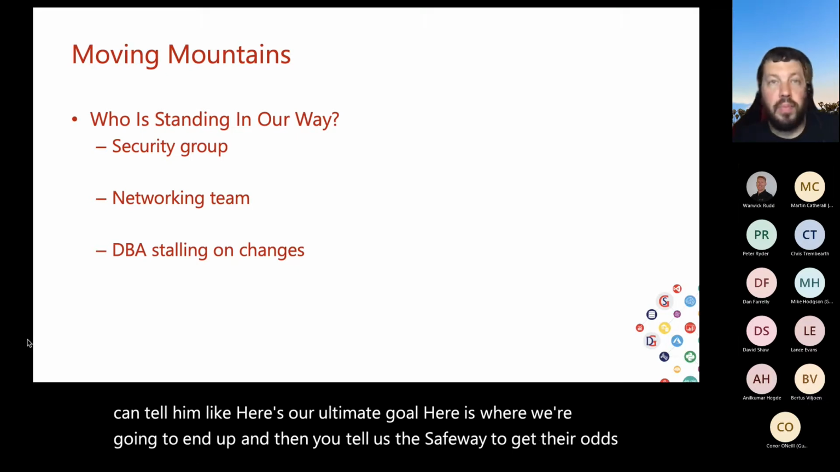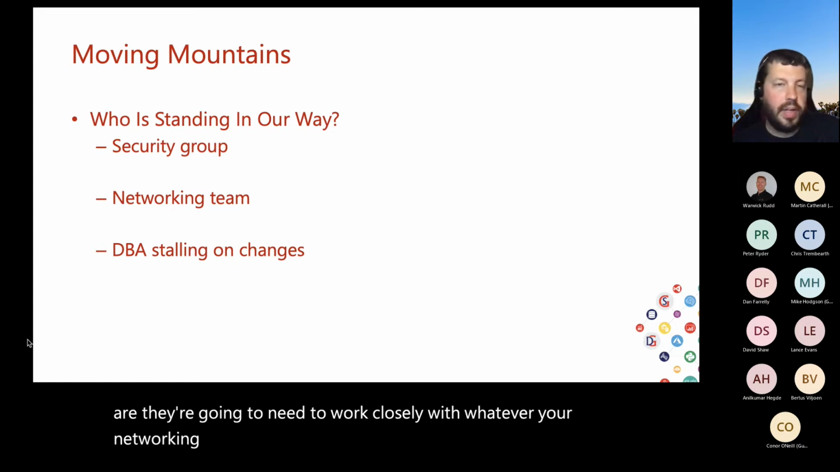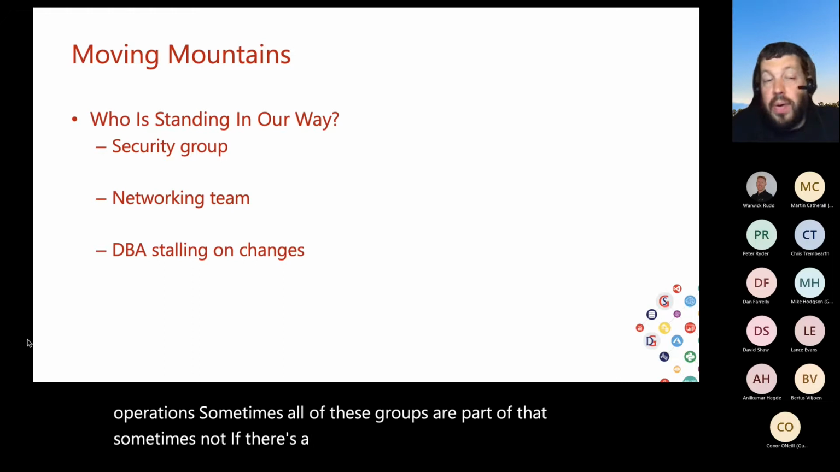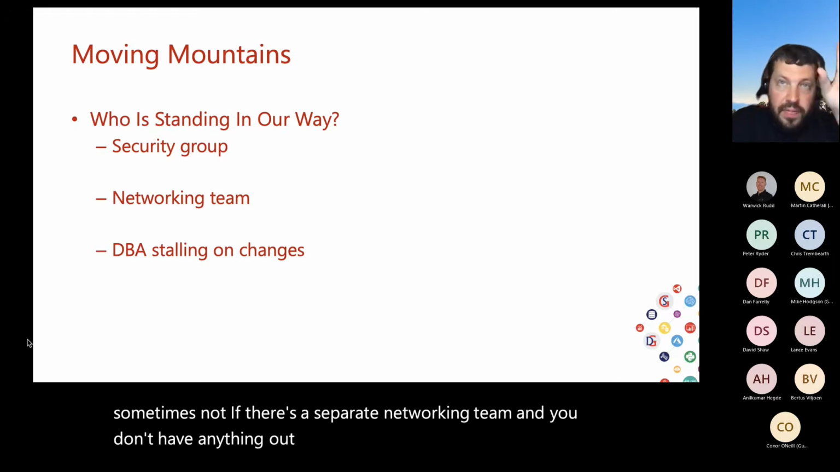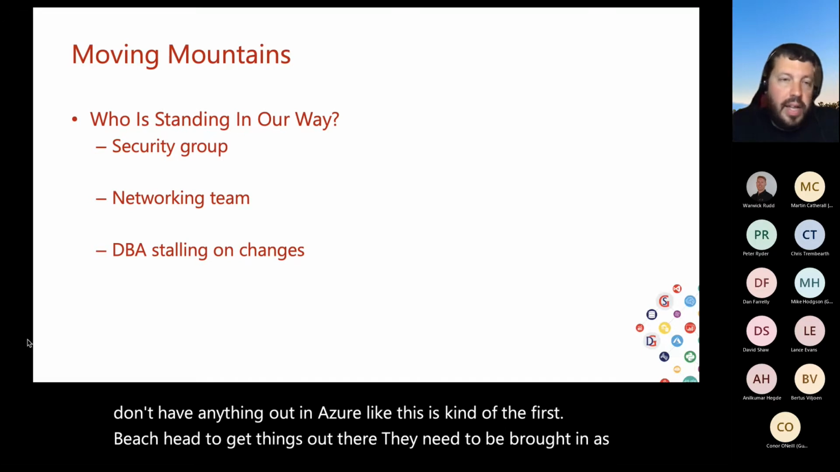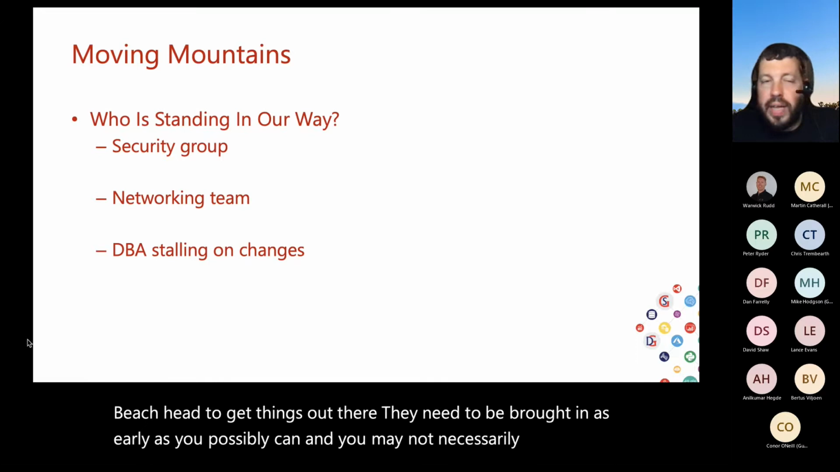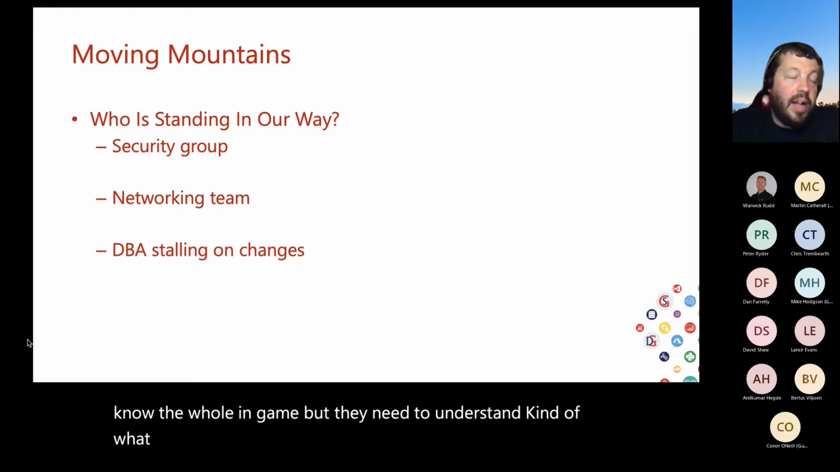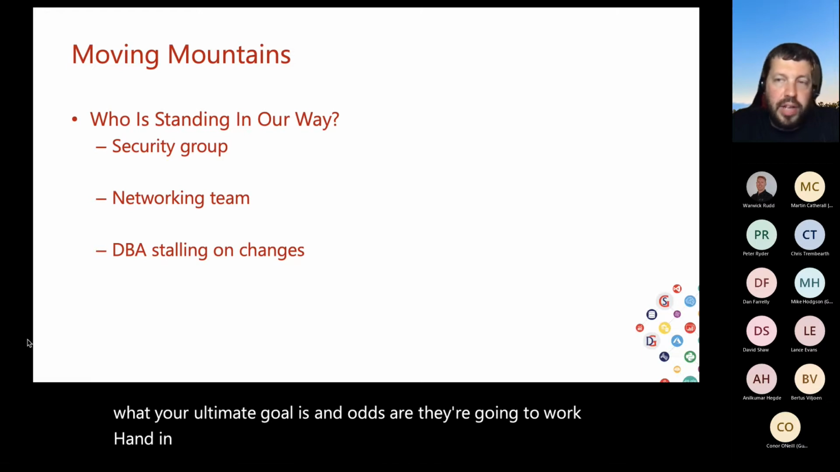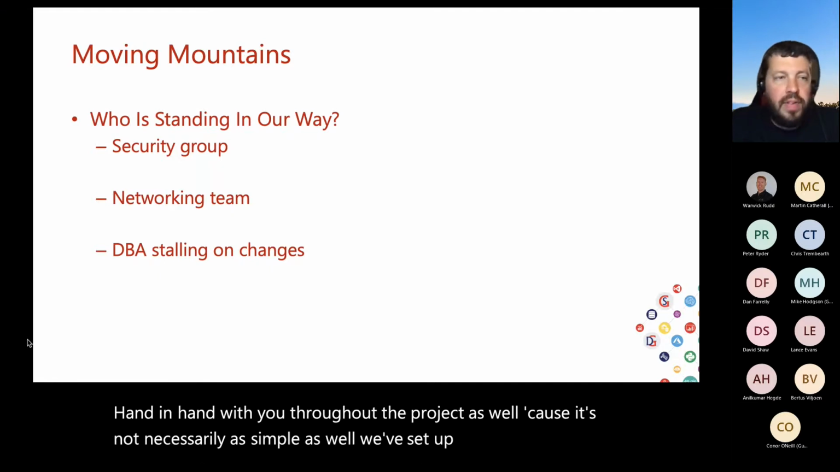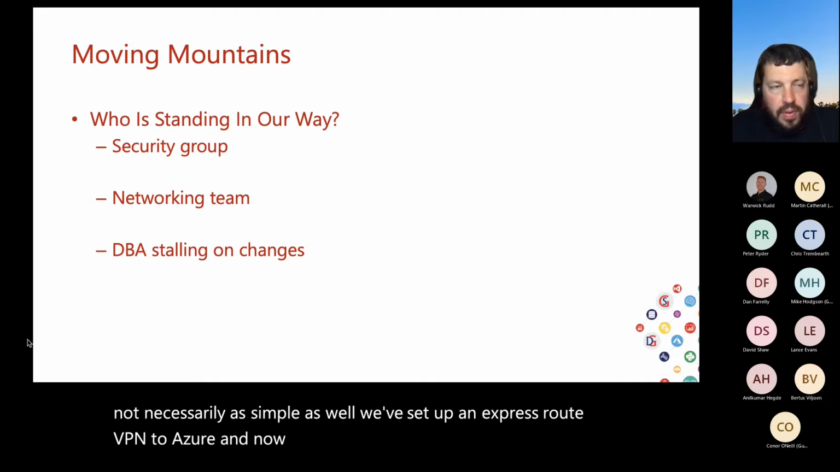Odds are they're going to need to work closely with whatever your networking team is called. Just like I said, general operations, sometimes all of these groups are part of that, sometimes not. If there's a separate networking team and you don't have anything out in Azure, this is the first beachhead to get things out there, so they need to be brought in as early as you possibly can. You may not necessarily need to know the whole end game, but they need to understand what your ultimate goal is. And odds are they're going to work hand in hand with you throughout the project as well, because it's not as simple as, well, we've set up an ExpressRoute VPN to Azure, and now the networking people can go off and do their own stuff.